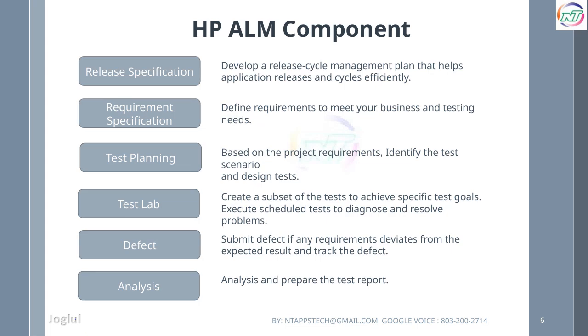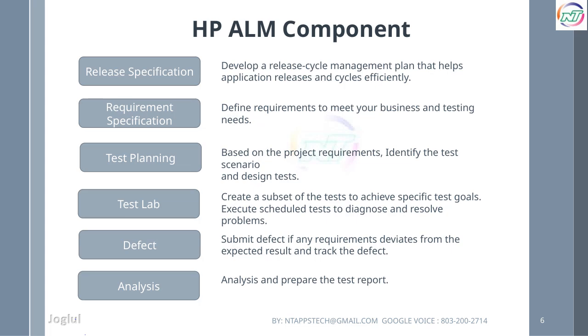In this slide, we're focusing on developing a comprehensive release cycle management plan within HP ALM. This plan helps ensure that application releases and cycles are carried out efficiently, minimizing delays and errors. The process starts with defining the requirements based on your business needs and testing objectives. From there, you identify the specific test scenarios derived from these requirements and design tests accordingly. Once the tests are designed, you create a subset of tests aimed at achieving particular goals, allowing you to focus your efforts.